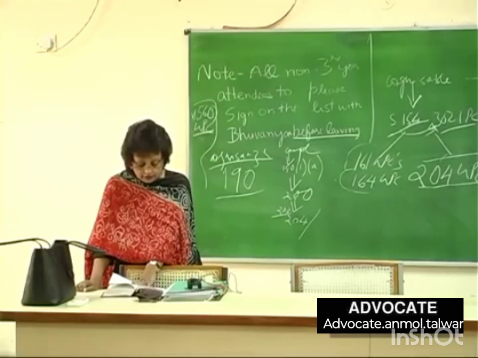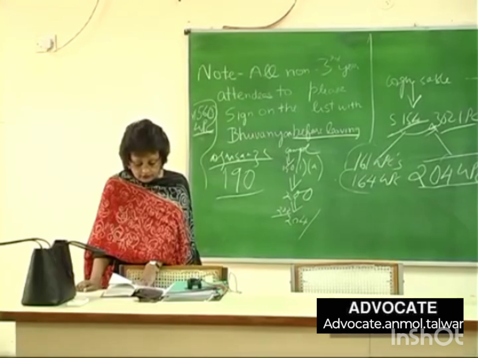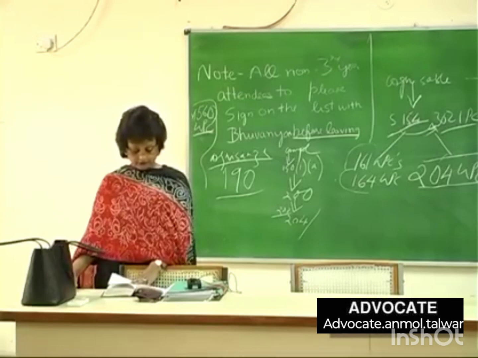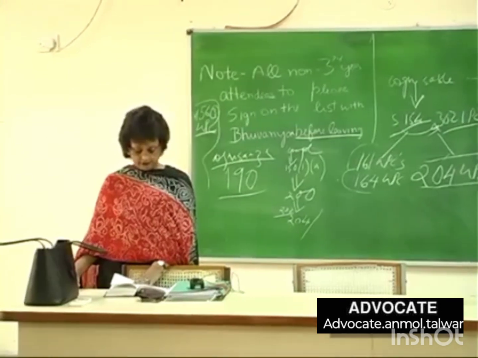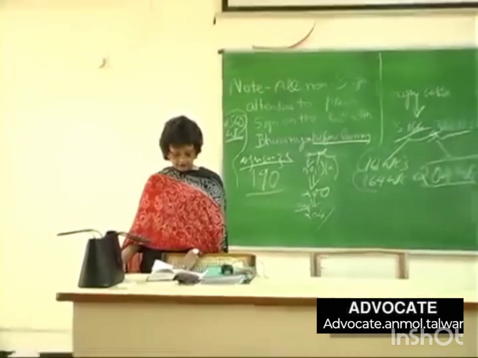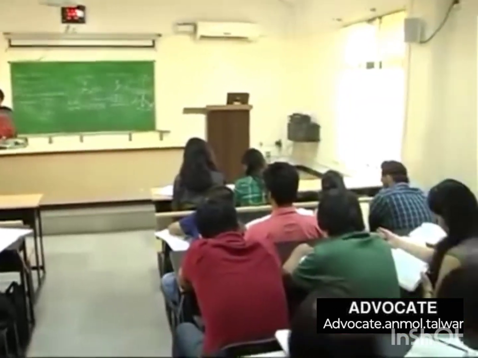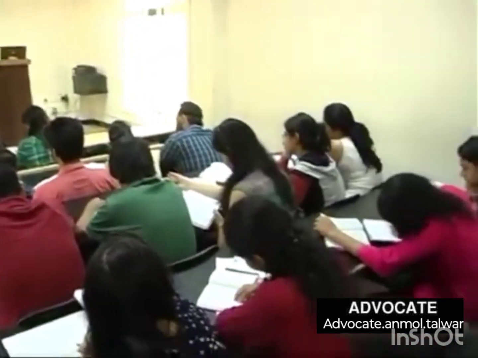155(1). When information is given to an officer in charge of a police station of the commission within the limits of such station of a non-cognizable offence, he shall enter or cause to be entered the substance of the information in a book to be kept by such officer in such form as the state government may prescribe and refer the informant to the magistrate. No police officer shall investigate a non-cognizable case without the order of a magistrate having power to try such case or commit the case for trial.